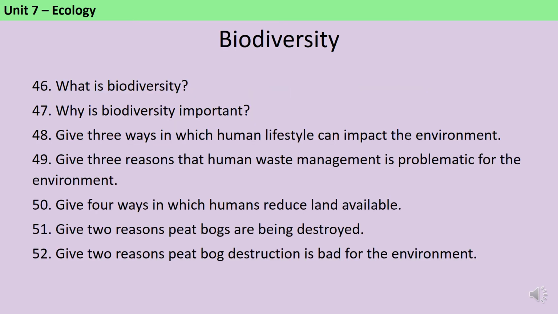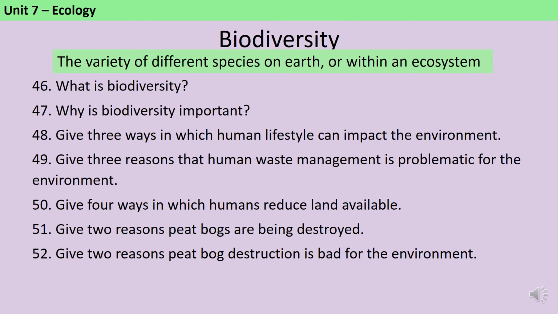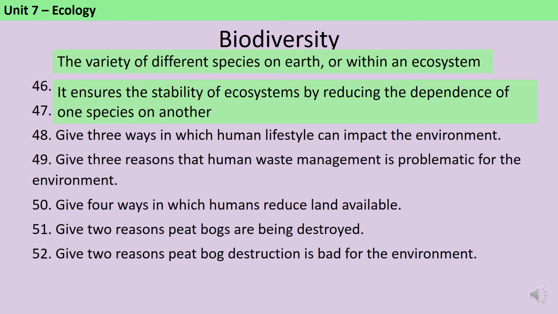Biodiversity is the variety of different species either on Earth or just within a particular ecosystem. And it's important because the greater the biodiversity, the greater the stability of that ecosystem. This is because it reduces the dependence of one species on another. In other words, if an organism has two potential food sources rather than just one, if one of those food sources is removed, then it's not going to lead that second organism to completely die out.